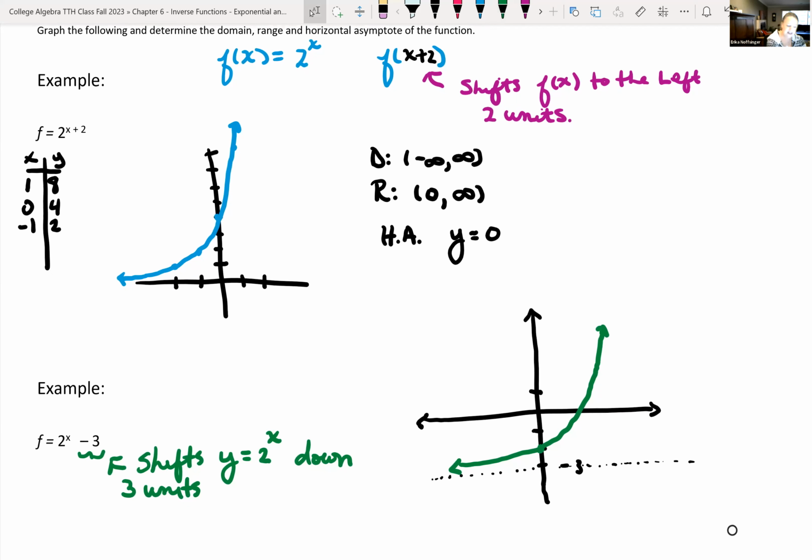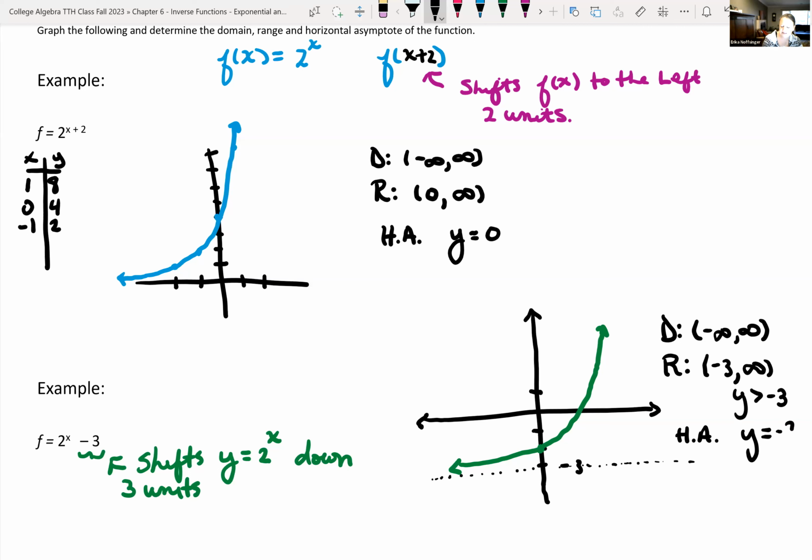So our domain is still the same. All real numbers, -infinity to infinity. Our range, though, has changed. We're getting really, really close to, but never getting to y equals -3. So we're going from -3, not including, to infinity. Or another way to state that is y is greater than -3. This has affected our horizontal asymptote, and we now have a horizontal asymptote at y equals -3.